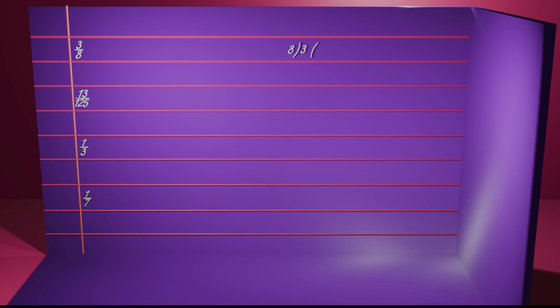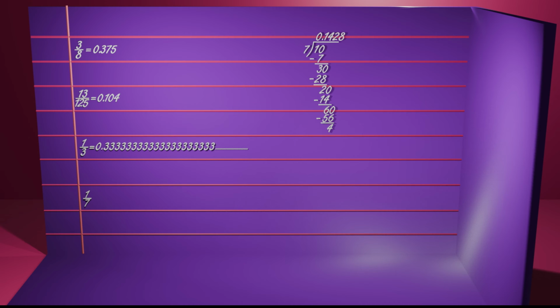We have 4 rational numbers. We can convert 3 by 8 into a decimal by the long division process. We can change 13 by 125 into decimals using long division. 1 by 3 becomes 0.3 repeating and it will go on. 1 by 7 can be changed into decimals by the long division process.